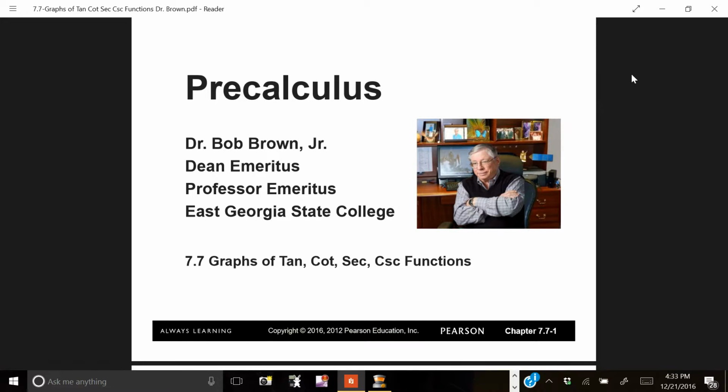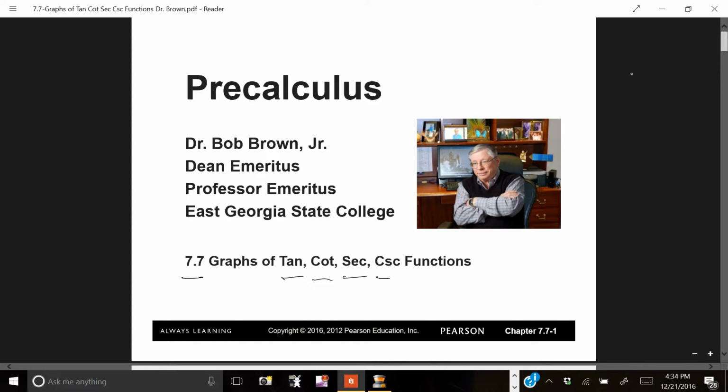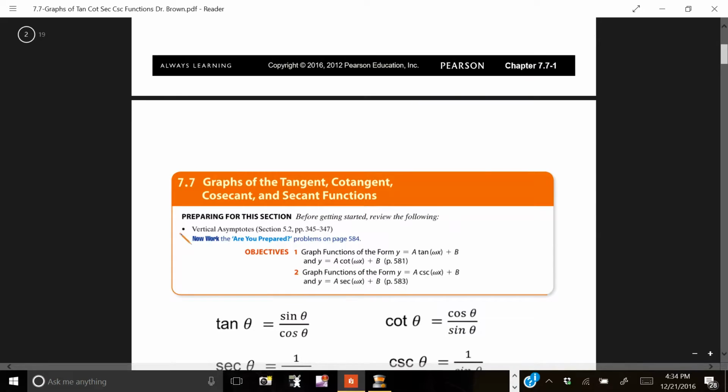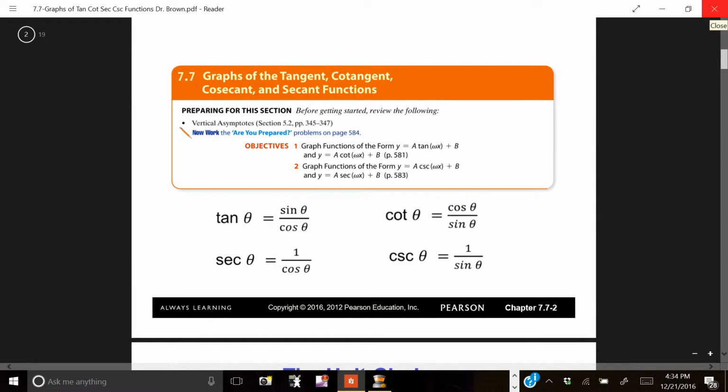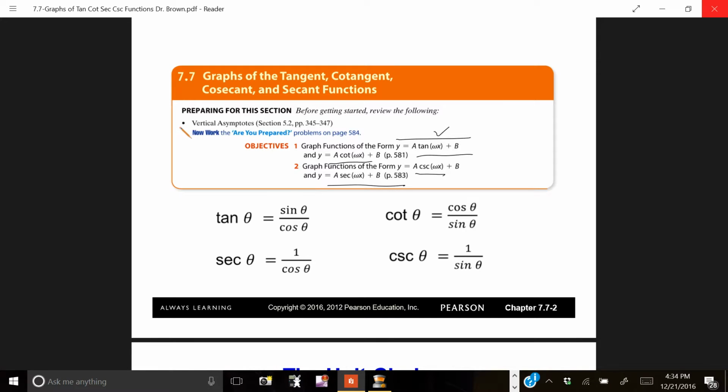In this lesson, section 7.7, we're going to look into how we generate graphs of the tangent, cotangent, secant, and cosecant functions. Basically, we're going to be looking at graphs of the function a times tangent of omega x plus b, and also cotangent of omega x plus b, where a and b are constants. We're also going to look at graphs of a cosecant of omega x plus b and a secant of omega x plus b, where a and b are constants.